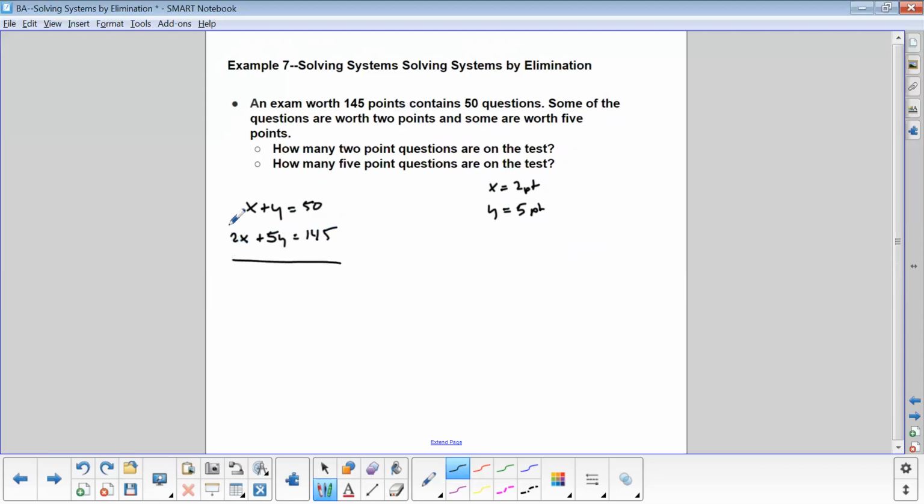It's worth 145. So I'm going to decide to eliminate x again. So I'm going to multiply by negative 2. So that's negative 2x minus 2y equals negative 100. 2x plus 5y is equal to 145.